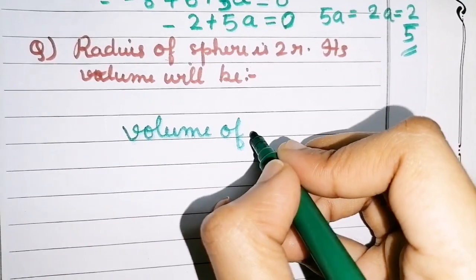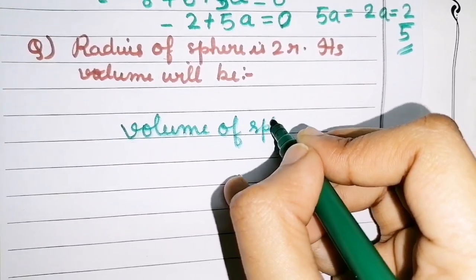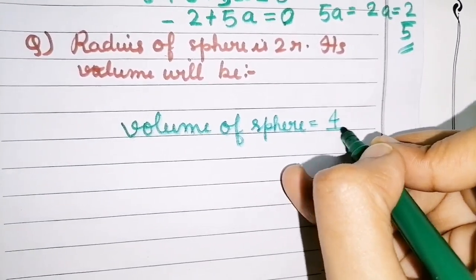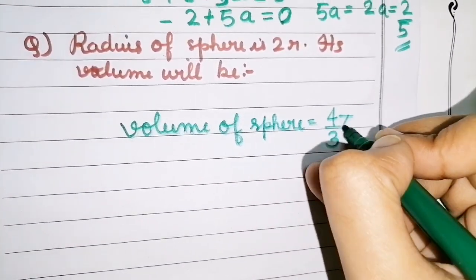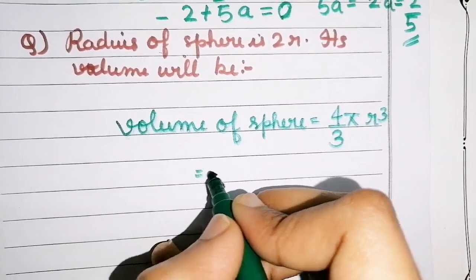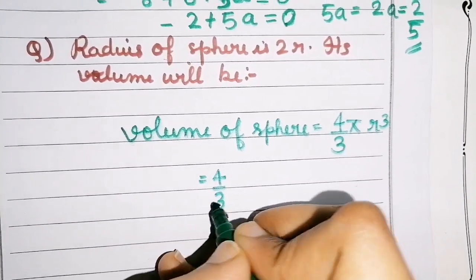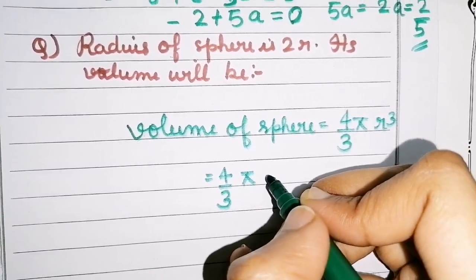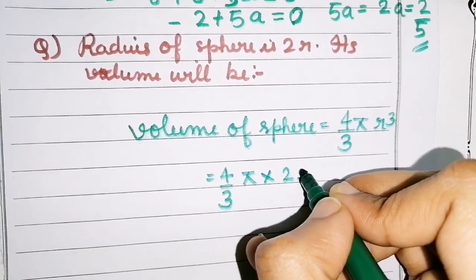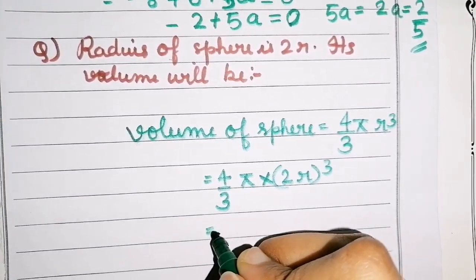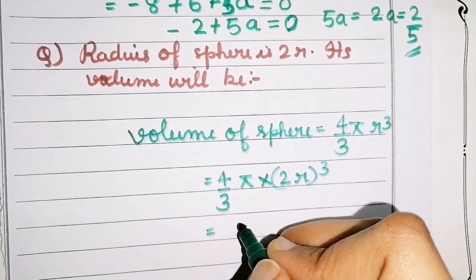Next question is, radius of sphere is 2r, its volume will be. So the volume of sphere, we know that it is 4 by 3 pi r cubed, and the radius is 2r, which is given. So we just need to put the radius in the r. So 4 by 3 pi into (2r) cubed. So the answer will be 32 pi r cubed by 3.